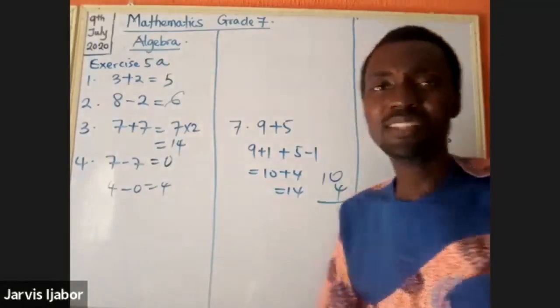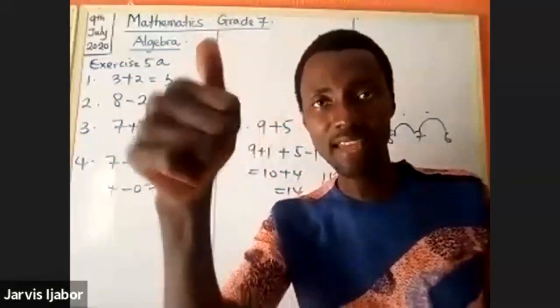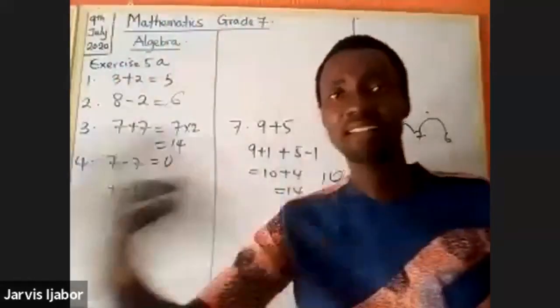Another student can say, okay, start from 9, count 5 steps forward. So that'll be 10, 11, 12, 13, 14. That's 5 plus 9, that's 14.